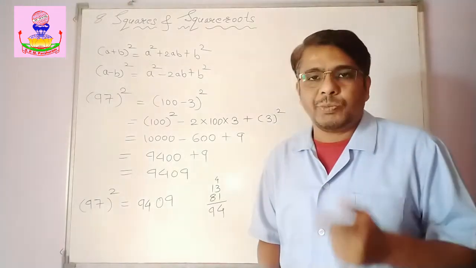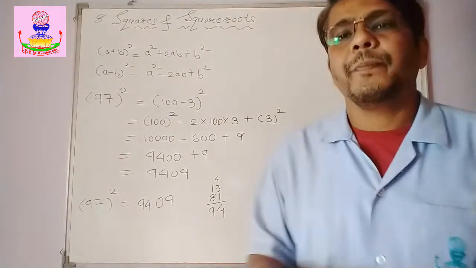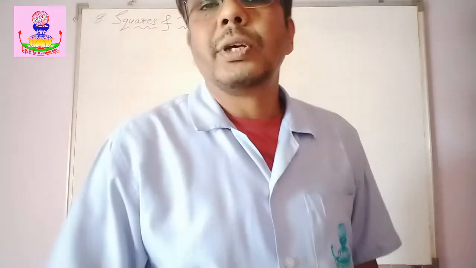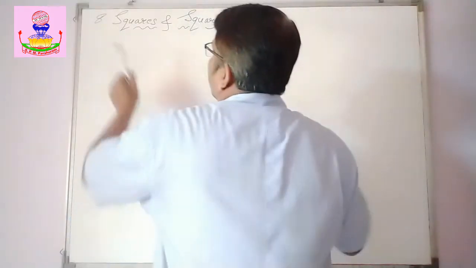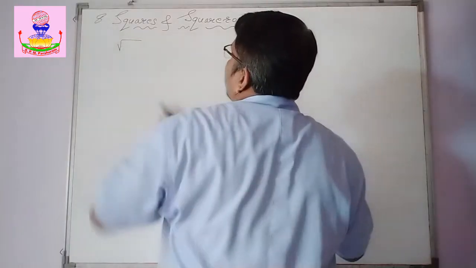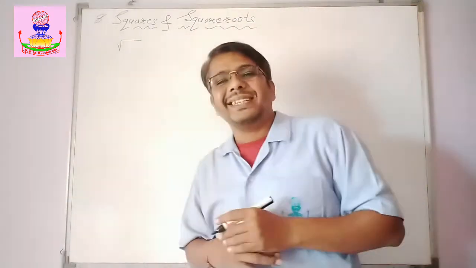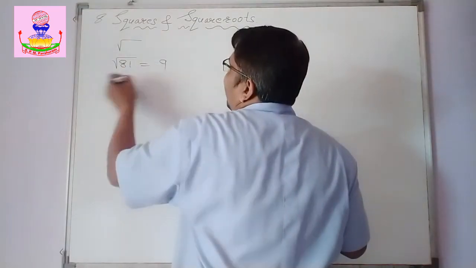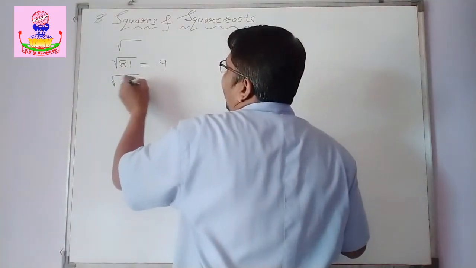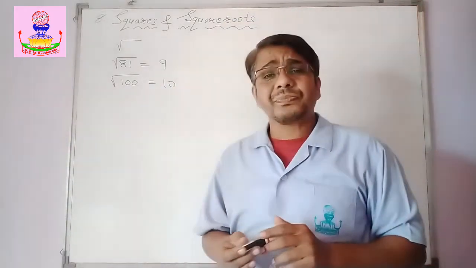Okay, so let's move to the next point. You will solve examples based on this, that is what I believe. Okay, square root of a number, we use this symbol. You are well acquainted with it. This symbol is used to denote the square root. So the square root of 81 is 9. I had told, square root of 81 is 9. Square root of 100 is 10, and so on.